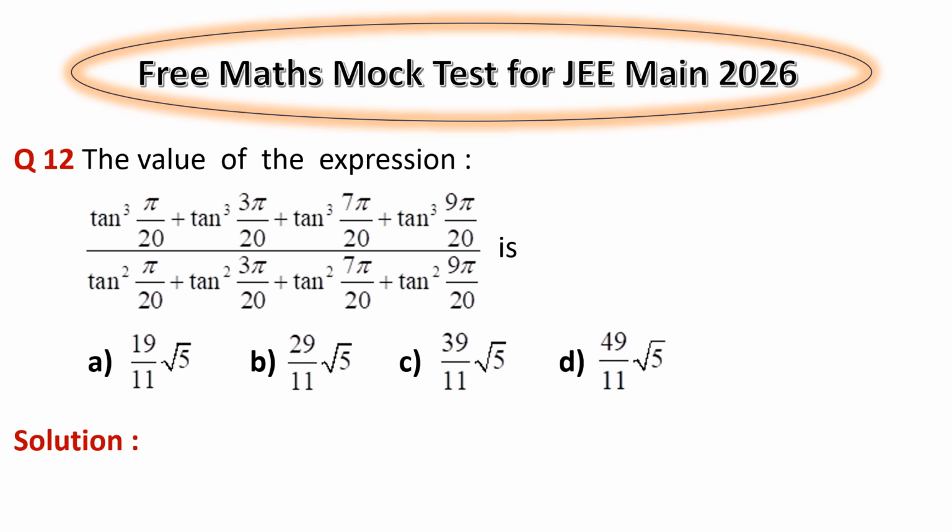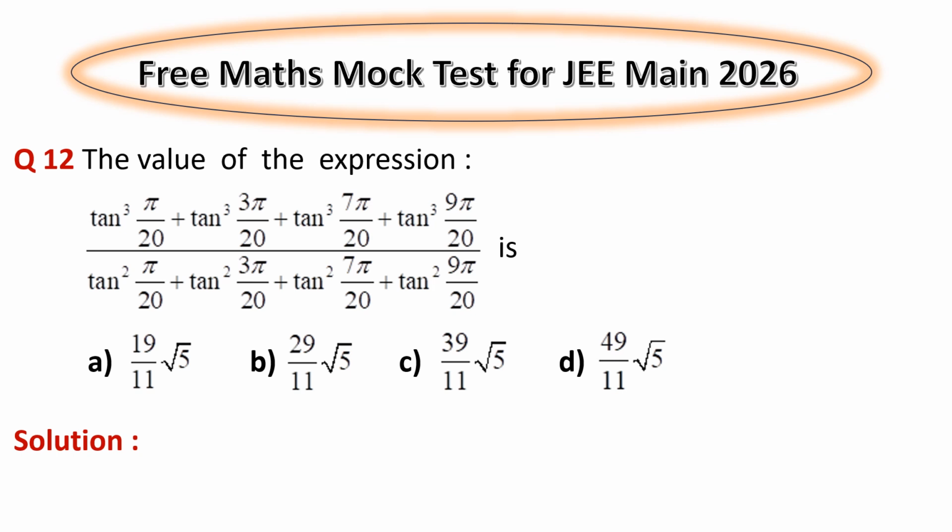It says the value of the expression tan cube pi upon 20 plus tan cube 3 pi upon 20 plus tan cube 7 pi upon 20 plus tan cube 9 pi upon 20, whole divided upon tan square pi upon 20 plus tan square 3 pi upon 20 plus tan square 7 pi upon 20 plus tan square 9 pi upon 20 is. Now students, we know that pi radians is equal to 180 degree.